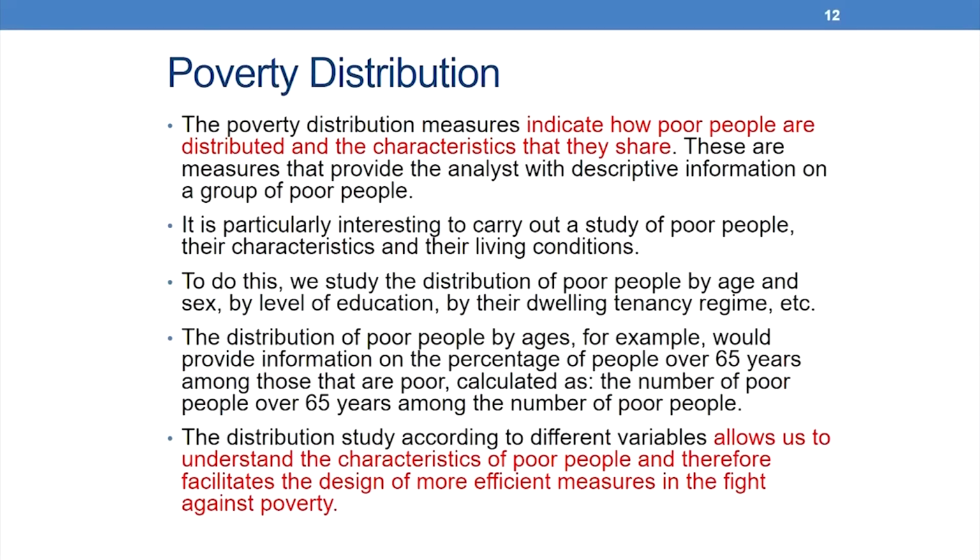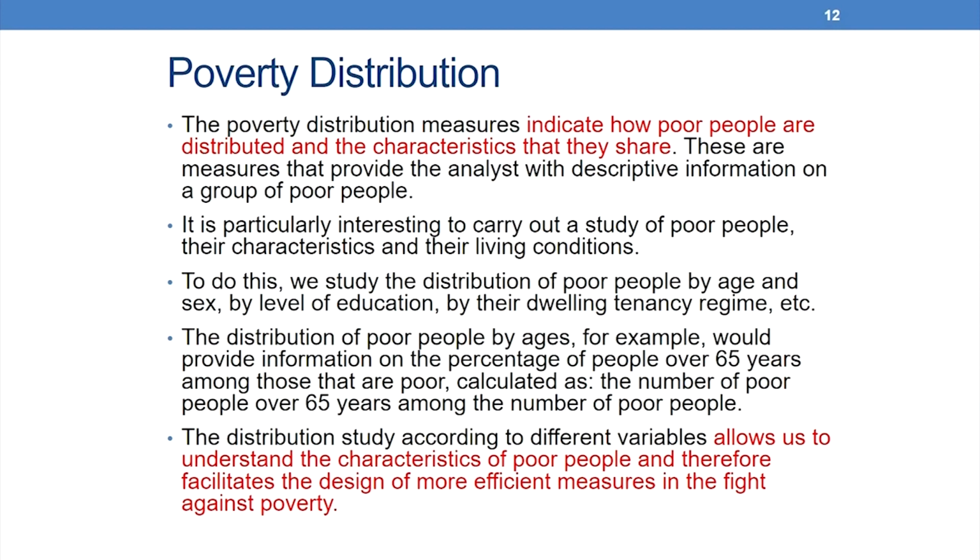And that is where we come into the domain of what is called distribution. So, essentially what we are doing is we are looking at the distribution of poverty. So, poverty distribution measures indicate how poor people are distributed and the characteristics that they share. These are measures that provide the analyst with descriptive information on a group of poor people. Now, within the poverty analysis, it is particularly interesting to carry out a study of poor people, their characteristics and their living conditions. To do this, we study the distribution of poor people by age and sex, by level of education, by their dwelling, tenancy regime, etcetera.